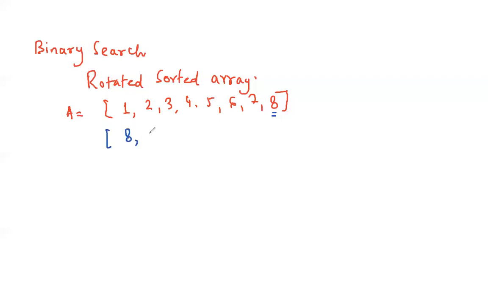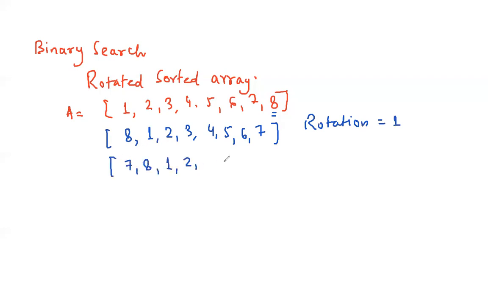My rotated array would be something like this. So this is rotation by 1. If I do 2, then my array will look like this, 7, 8, and so on. And then if I do 3, then 6 will come in front and everything moves ahead.